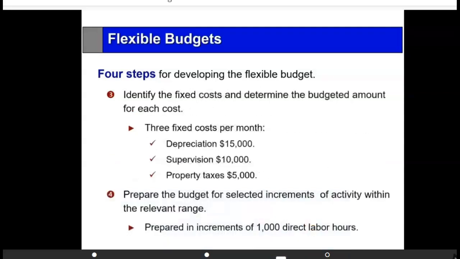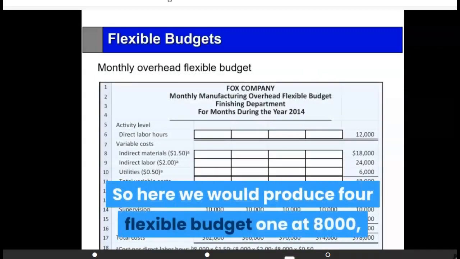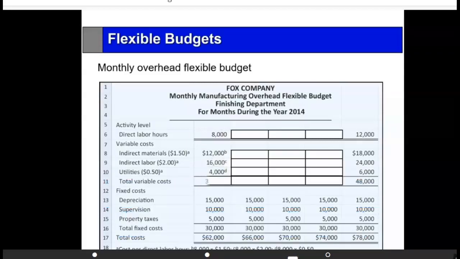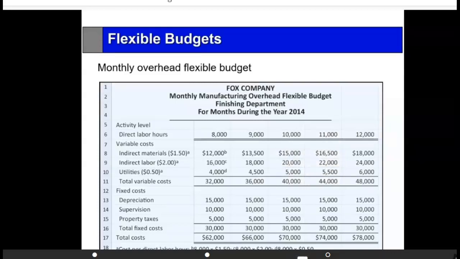So now we look at the fixed costs, the 3 fixed costs, and they have nothing to do with activity, so they should be the same. And we prepare based on increments of 1,000. So here we would produce 4 flexible budgets, one at 8,000, where the variable costs change and the fixed costs would remain the same, one at 9,000, one at 10,000, and one at 11,000. So there we have the flexible budgets already prepared.